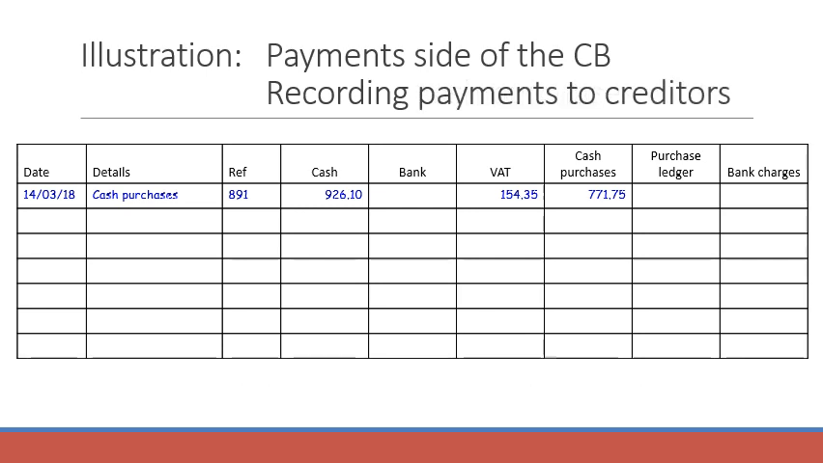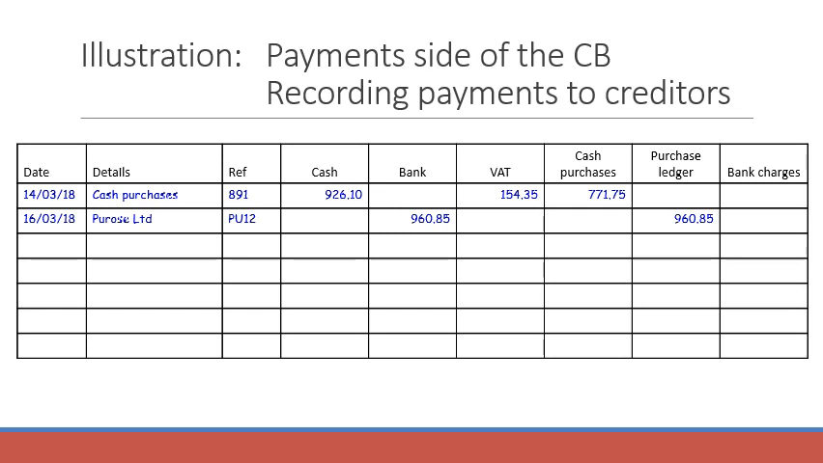Let's now have a look at how we would record a payment to a creditor. Well, here, a creditor, another name for this, is a trade payable. It's someone that we have taken credit from, a period of credit, and we pay sometime after the invoice was raised. So we'll record the date, the details. We can record the name of the supplier or trade payable or creditor.